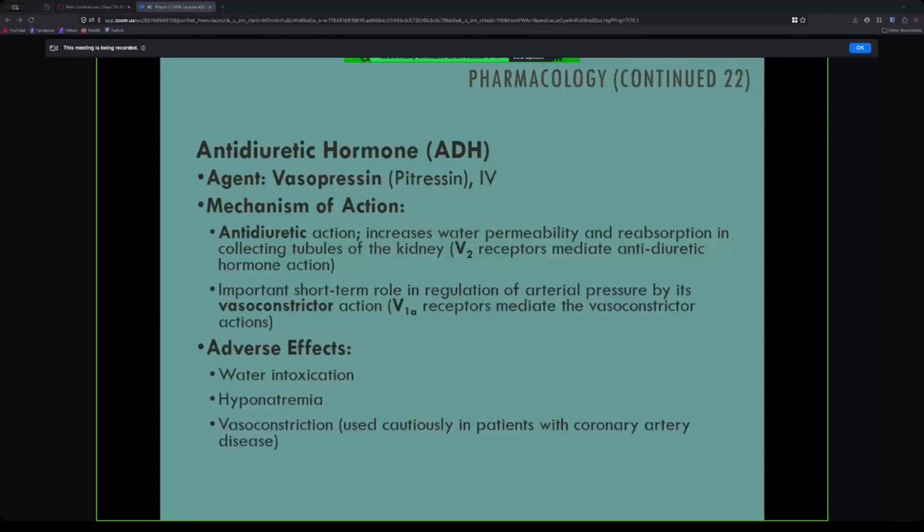So a big concern there, but the good news is we have a more specialized or targeted agent that we're going to talk about, which doesn't have the V1 alpha activity, desmopressin, and we're going to talk about that in the upcoming slides.